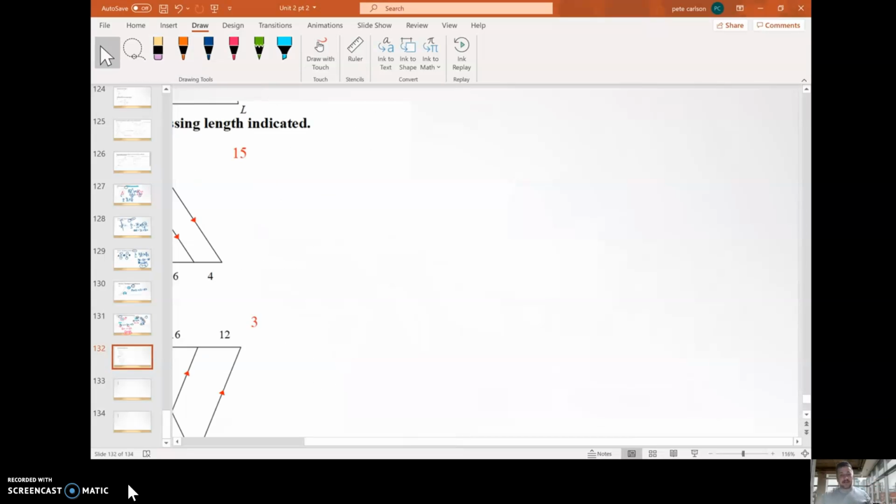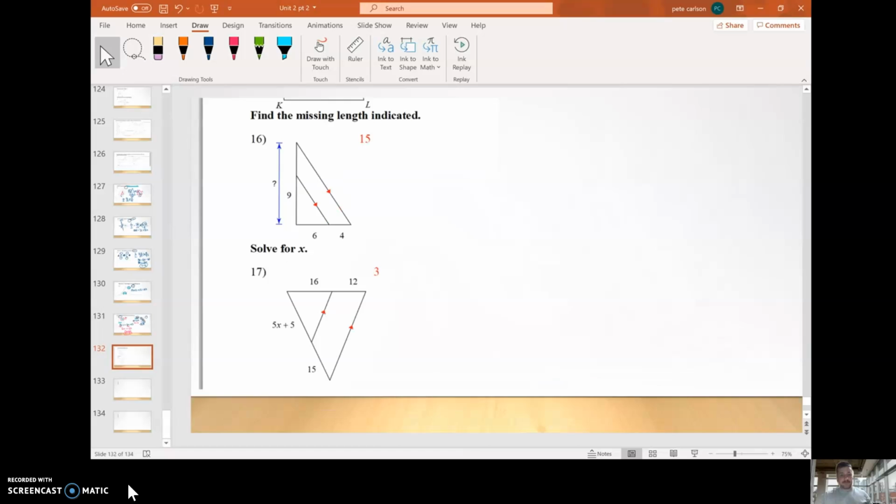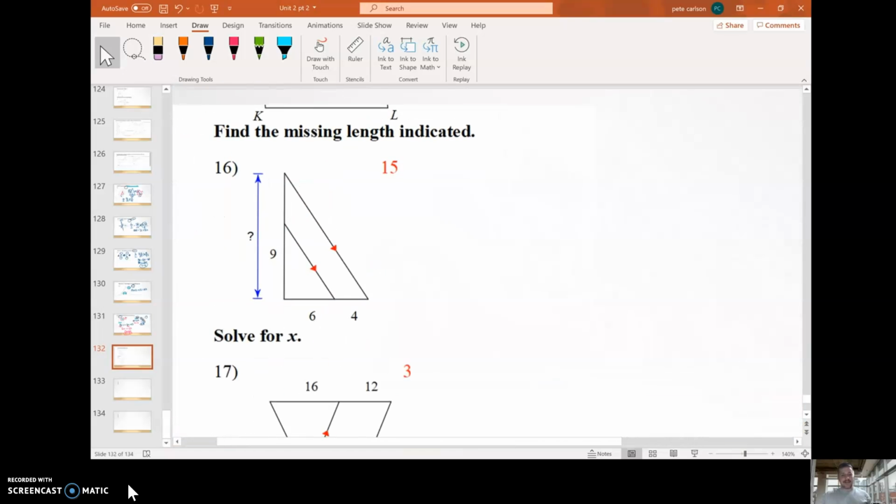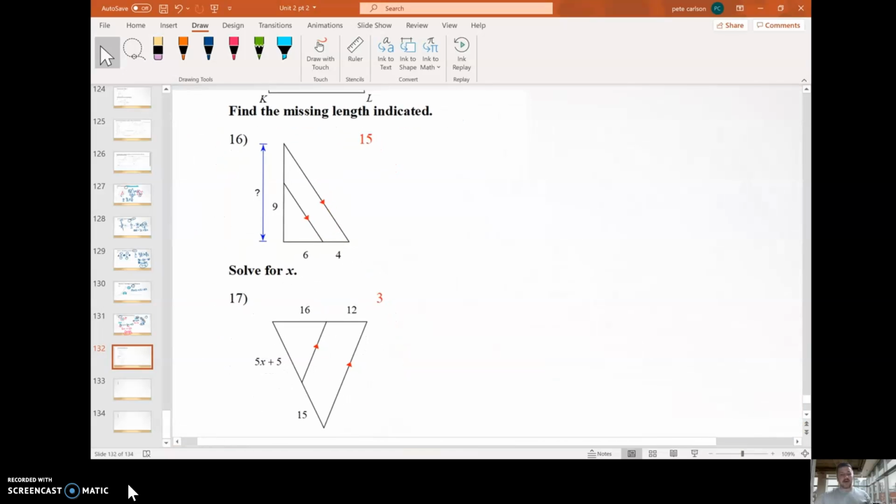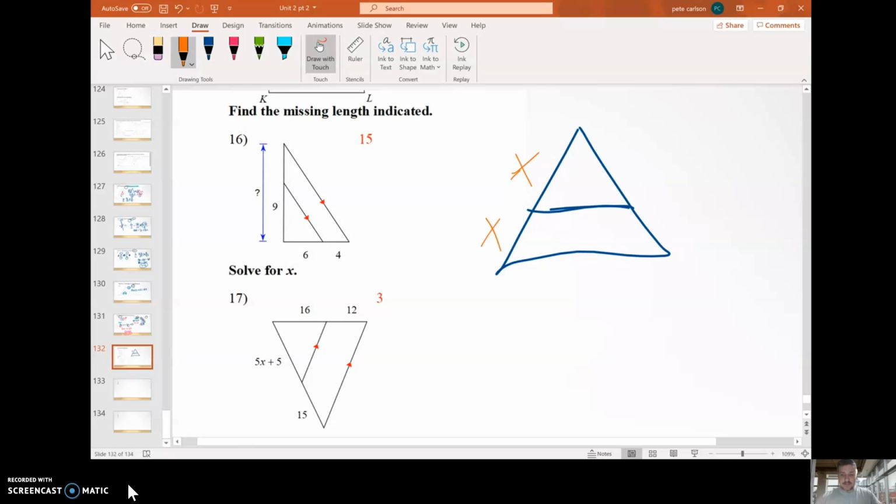We have 2 slides left. Actually, this is the last slide, but there's 2 problems on it. Alright, this is what we talked about on Tuesday. We talked about if you have a triangle and you cut it with a parallel line, then that means this number over this number is equal to this number over this number. Okay?